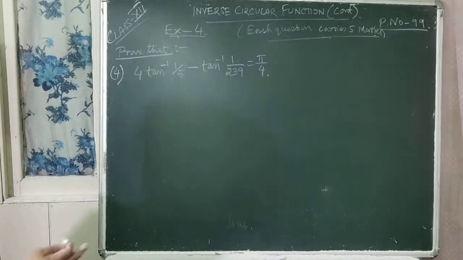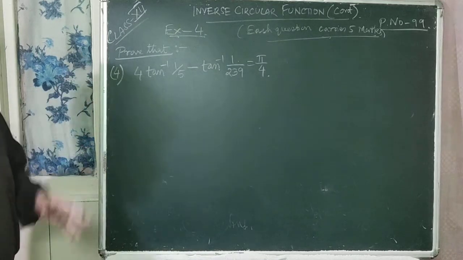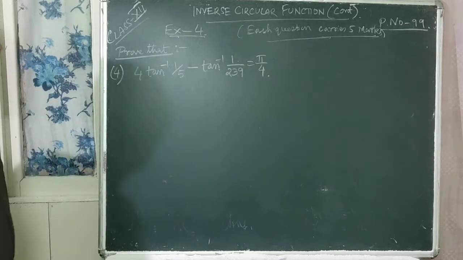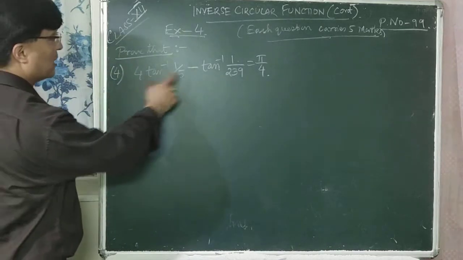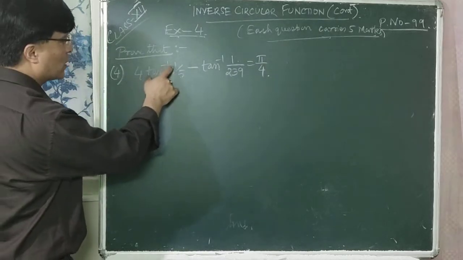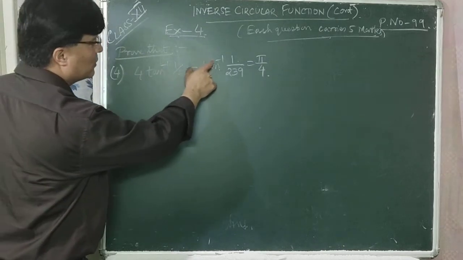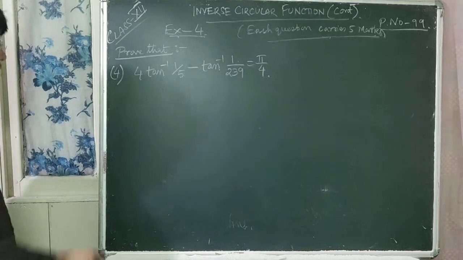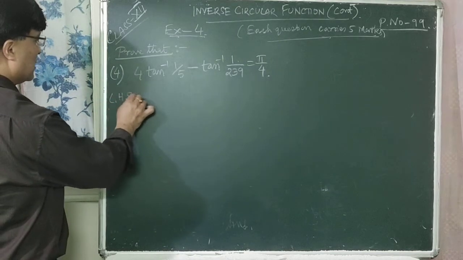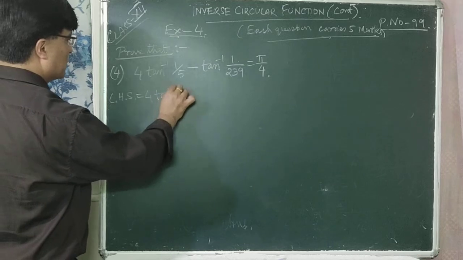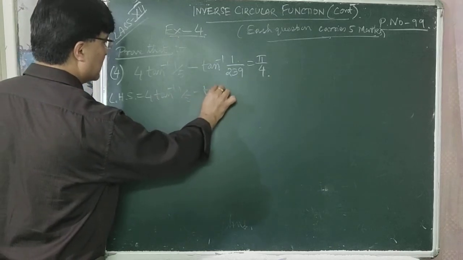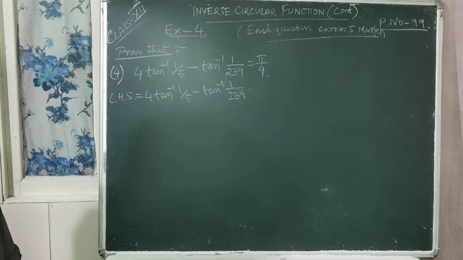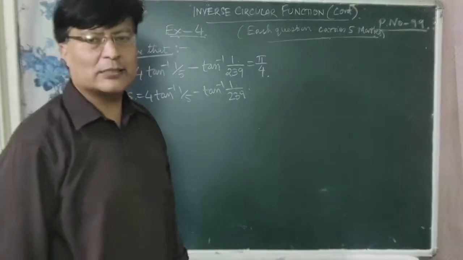So now we will do the next question, that is prove that. You have to prove LHS is equal to RHS. So let's do question number 4. Okay. The question is you have to prove that this left hand side, that is 4 tan inverse 1 upon 5 minus tan inverse 1 upon 239, is equal to pi by 4. So let us prove it now. So let us write the left hand side. What is the left hand side here? 4 tan inverse 1 upon 5 minus tan inverse 1 upon 239. Okay. So let us simplify now.